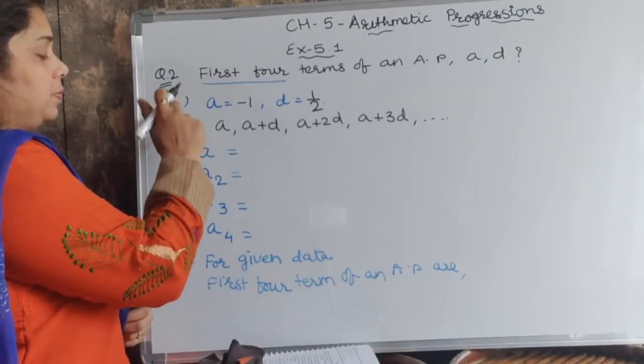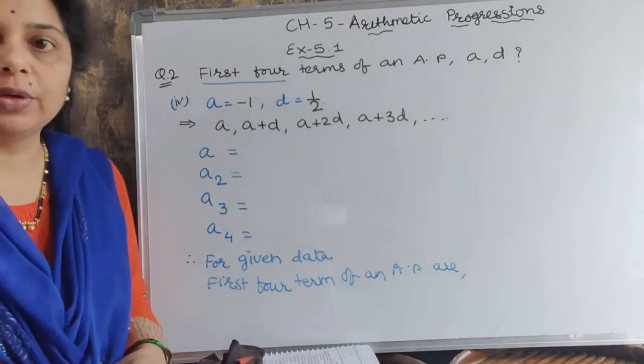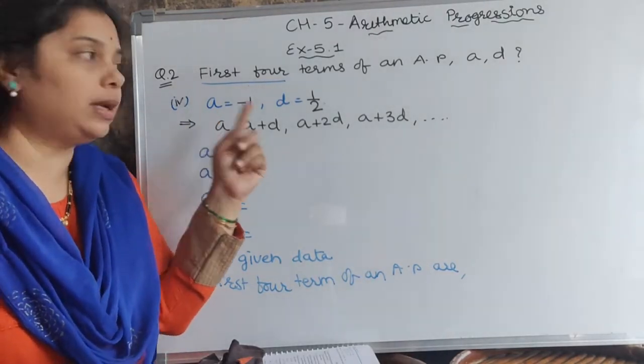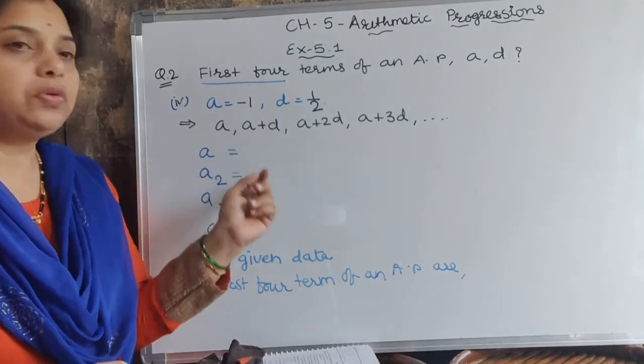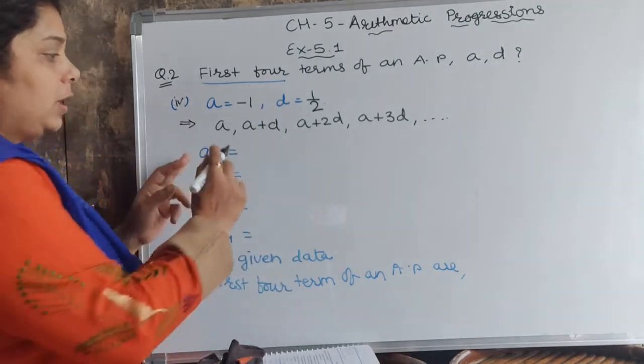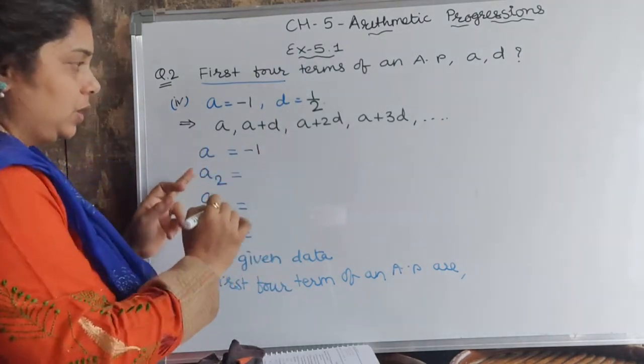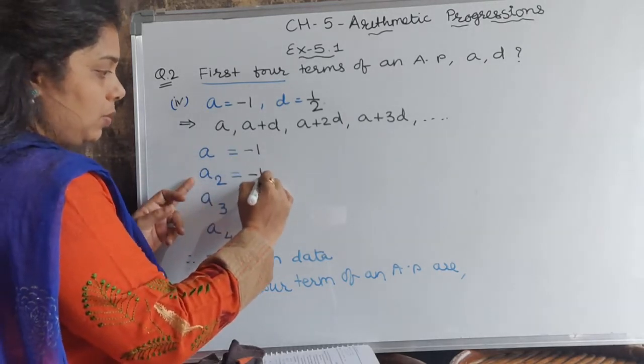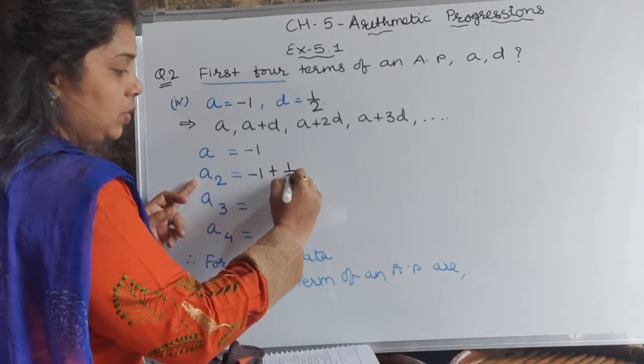4th one. This is the 4th one where A is equal to minus 1 and D is equal to half. Again we have to do the same procedure. Again A is equal to minus 1. A2 is A plus D, which means minus 1 plus D, and it is equal to half.